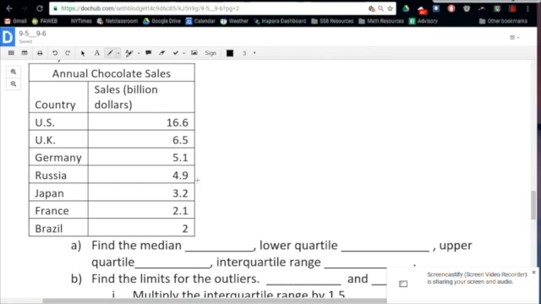Just one slight difference in this one. This is an odd set of data here, which means the very middle one, in fact, Russia here, is going to be the median. We have 1, 2, 3 above that 4.9 and 1, 2, 3 below it. There's an odd number. So we don't actually have to take the average when there's an odd number. That becomes the median right there. Go ahead and try that on your own and see if you can find the median, lower quartile, upper quartile, and the interquartile range on your own, and then check it with my answers here.